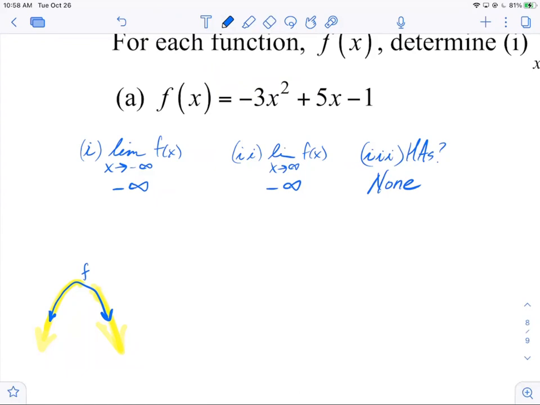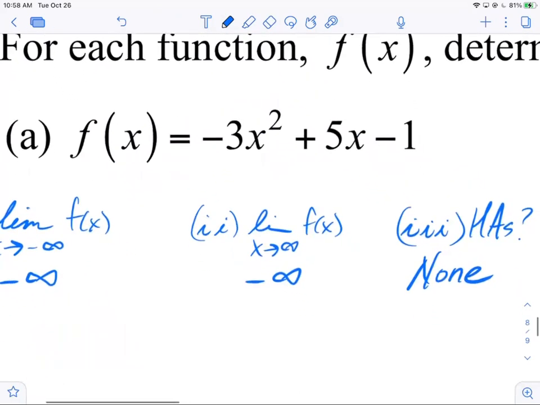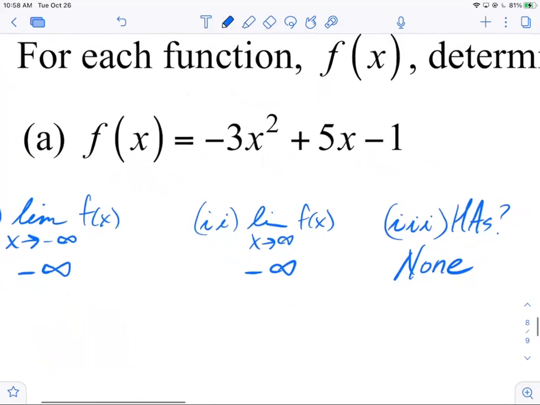Here's what you could do. If you go to any function and you identify the piece of the function that is contributing to the majority of the growth for large values of x, positive or negative, then the function is going to go the way that one piece does. So with these three terms, which piece is going to be contributing most of the mass for huge values of x? The negative 3x squared.